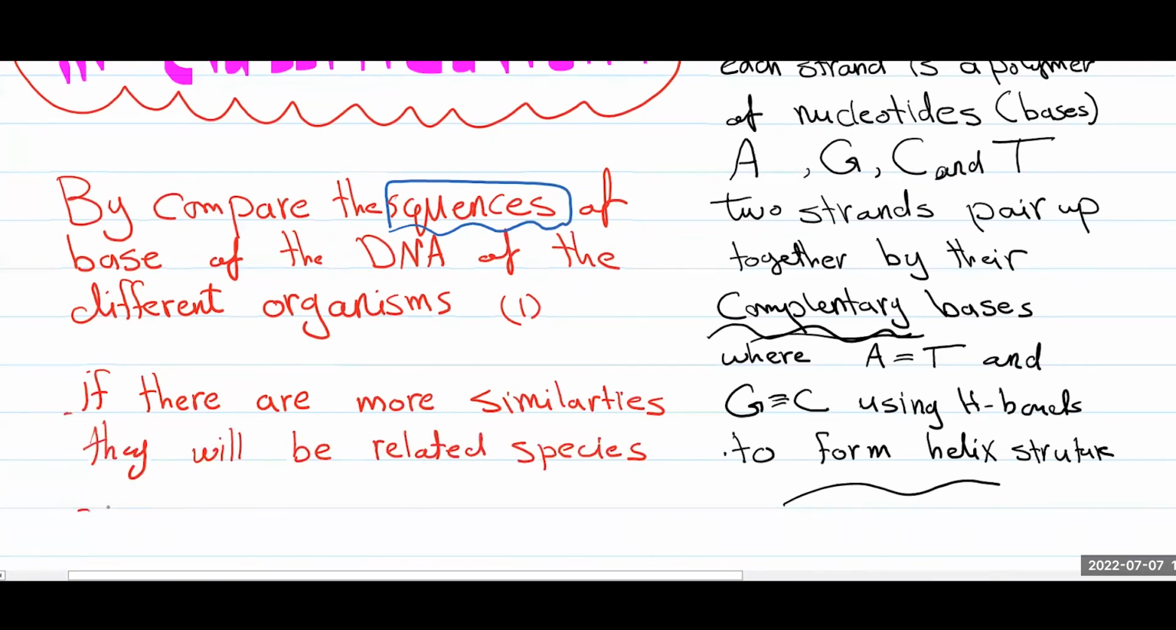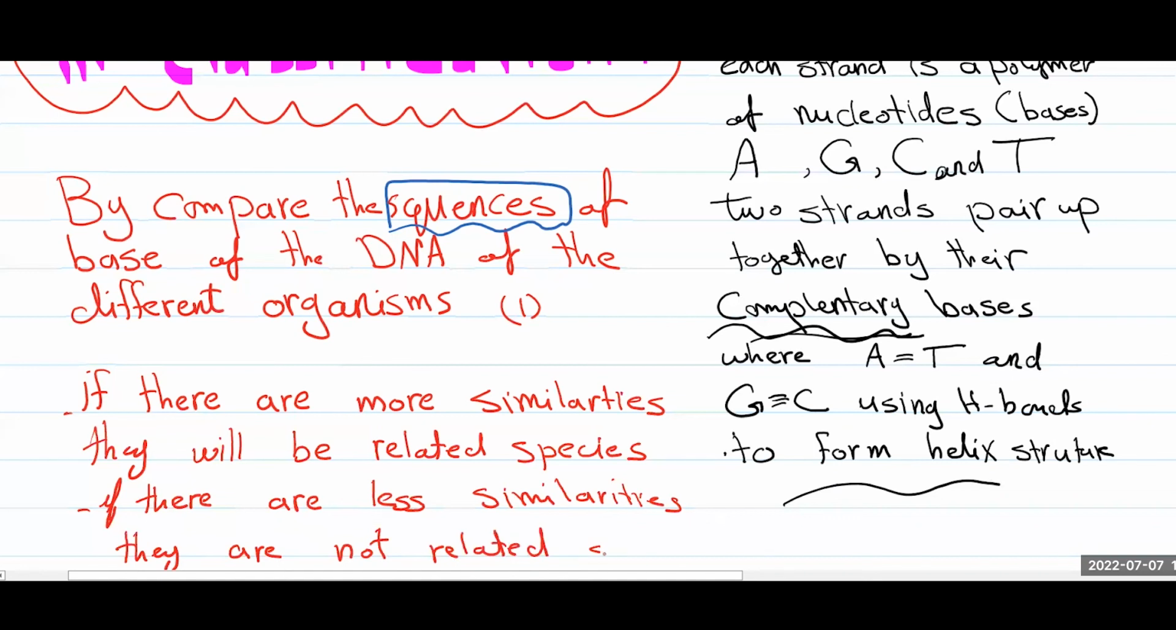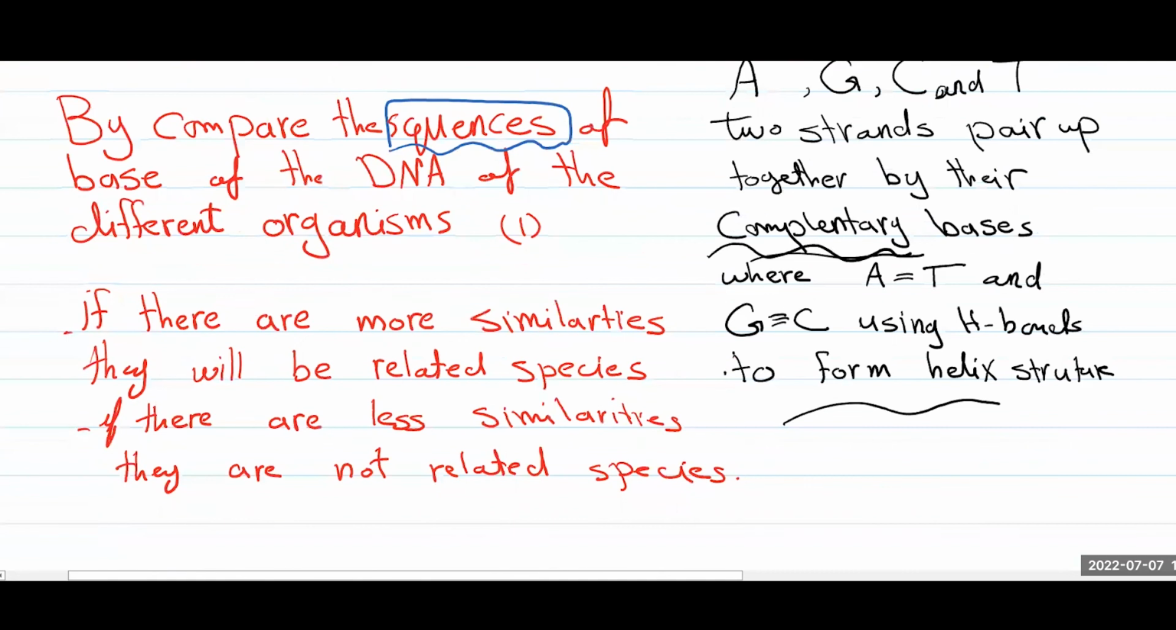This is 1 point. 2nd point, if there are less similarities or more differences, they are not related. You got it? So if he asks you how we can use DNA in classification of living things, first I will compare the sequence of bases, right? Then I will see if there are similarities, they are related to each other. If there are less similarities, they are not related to each other.